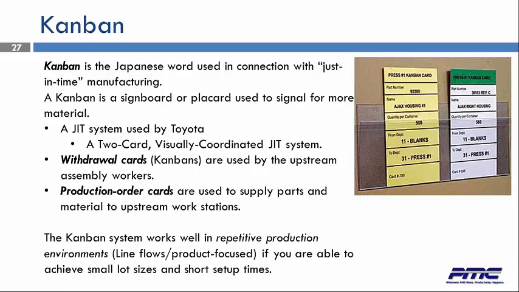Two-card visually coordinated JIT system. There are withdrawal cards and production order cards. The withdrawal cards are used to send back the empties, and the production order cards are used to bring in the full containers to the line. The Kanban system works well in repetitive production environments like line flows and product flows if you're able to achieve small lot sizes and short setup times.